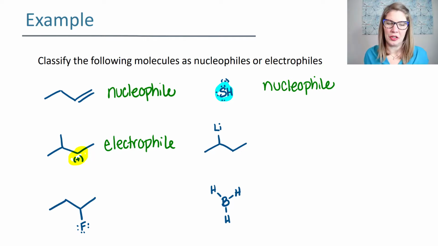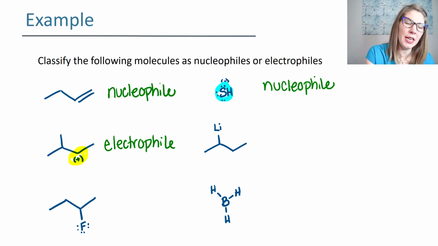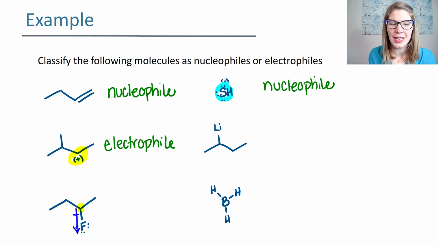Let's go down the first column and see fluorine. Fluorine is your most electronegative element on the periodic table. What fluorine does is it pulls electron density its direction, and when it does so, it leaves a partial positive on the carbon that I'm highlighting. So that carbon is definitely going to be an electrophilic center.